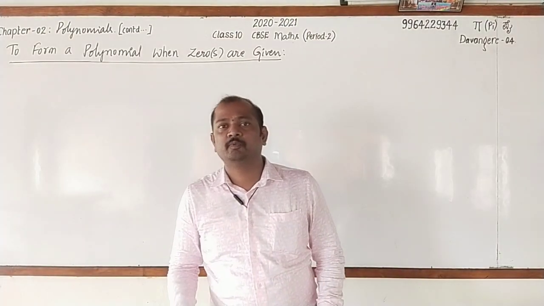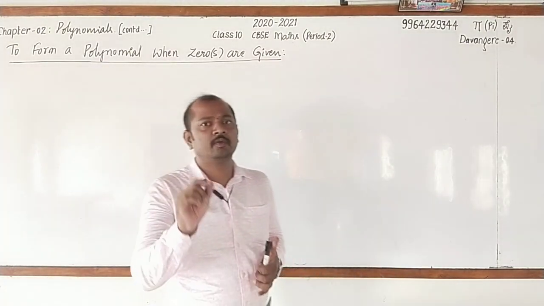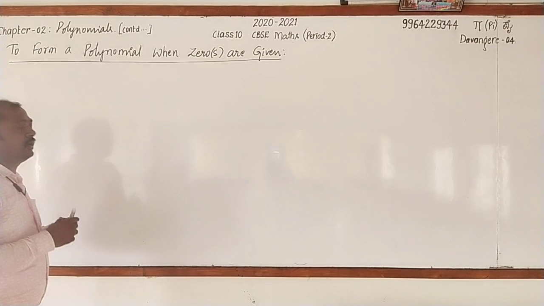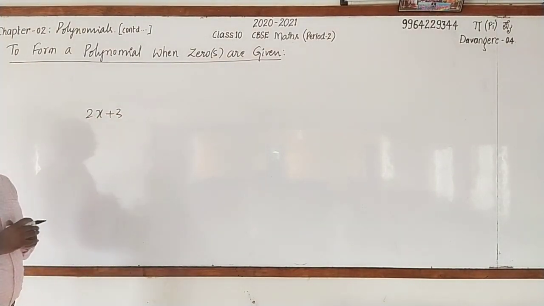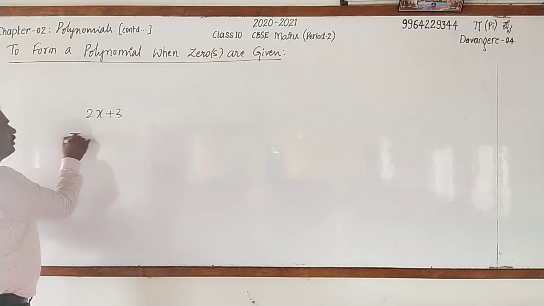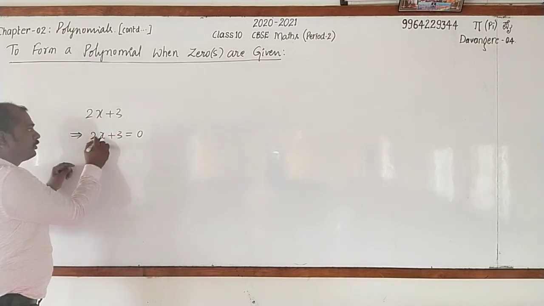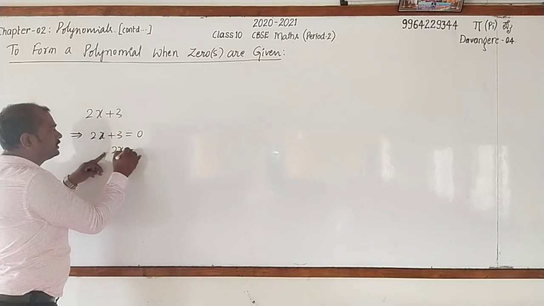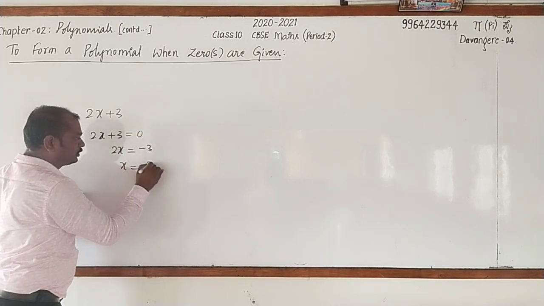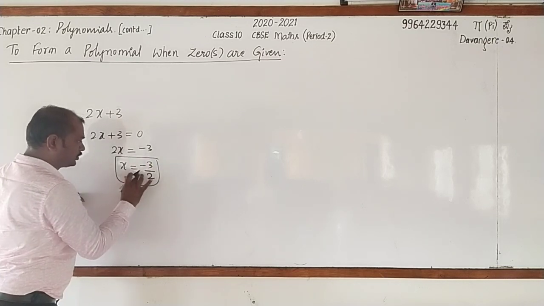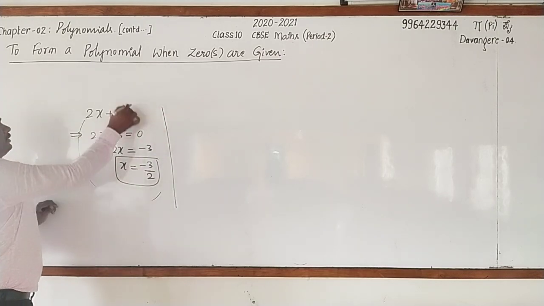Dear students, we have learned how to find out zeros of a polynomial. That is, when polynomial is given, we know how to find out its zero. For example, 2x plus 3 is a polynomial. You are going to find out its zero. How do you write? 2x plus 3, it should be equated to 0. Then you will go for solving x. 2x is equal to, you will transfer 3 to the right hand side, it becomes minus 3. x equal to minus 3 by 2. So, minus 3 by 2 is called zero of this polynomial, 2x plus 3.